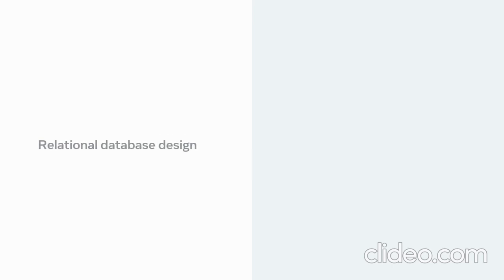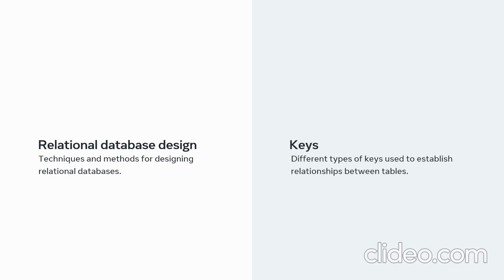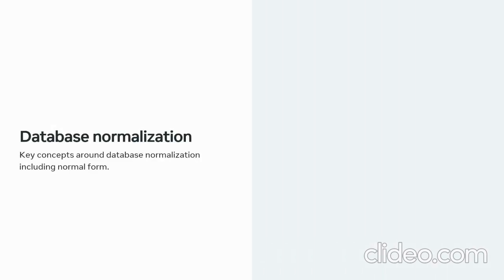The next lesson focused on relational database design. In this lesson, you investigated how to establish relationships between tables in a database using keys. You also learned about the different types of keys that are used in relational database design, such as primary, secondary, candidate, and foreign keys. Finally, you covered a lesson on database normalization.